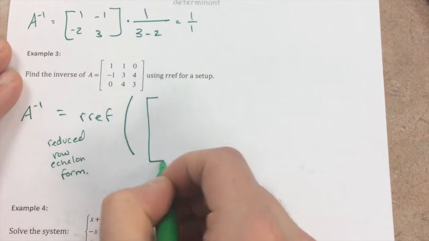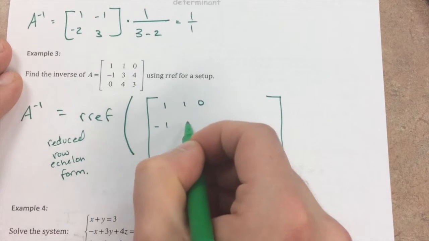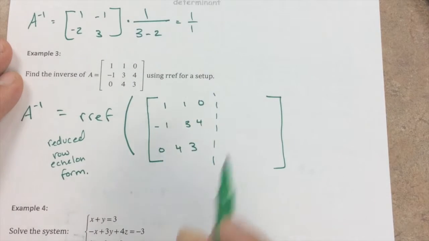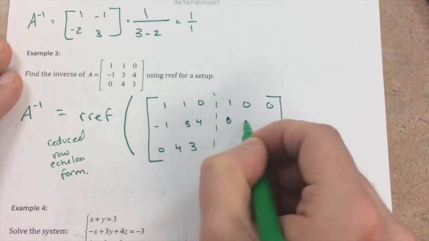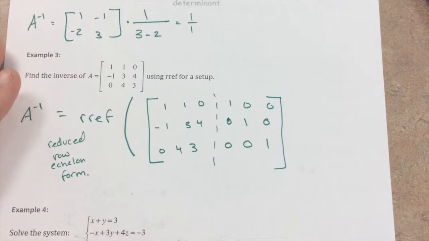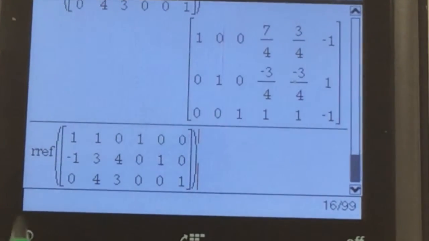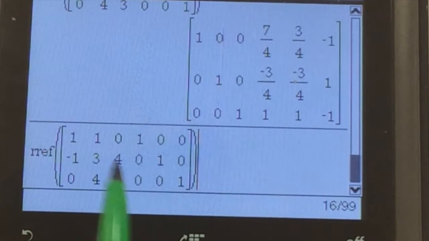And then you're going to type in this matrix into your calculator. So we're going to go 1, 1, 0, negative 1, 3, 4, 0, 4, 3. And then, I know this dash doesn't really exist on your calculator. We're going to write out the identity matrix next to it. If we do that, and just to save some time, I've already entered this into our calculator. And let's zoom in here. So you see, I wrote our matrix. This is our 3 by 3 here. And then we have our identity matrix right here.